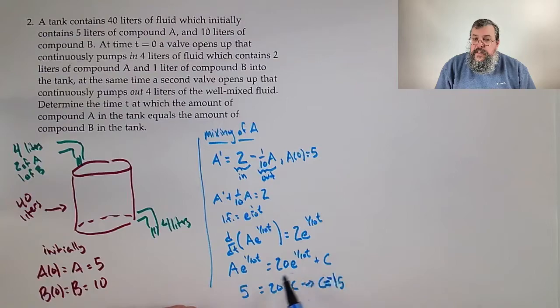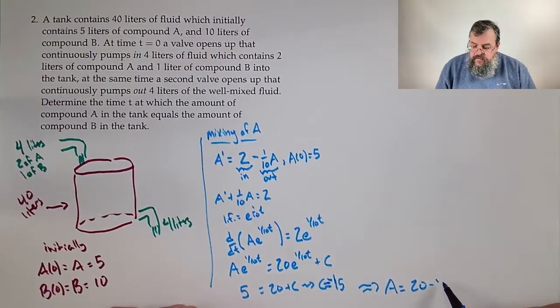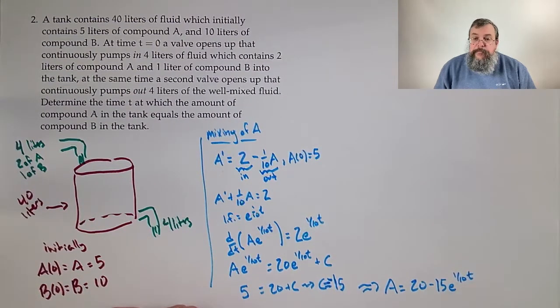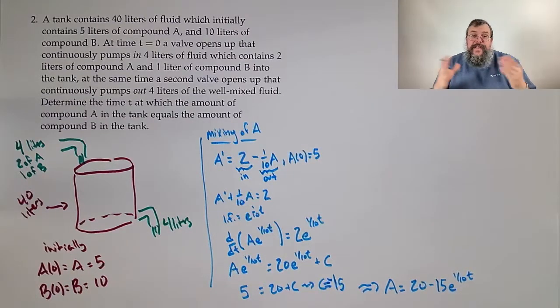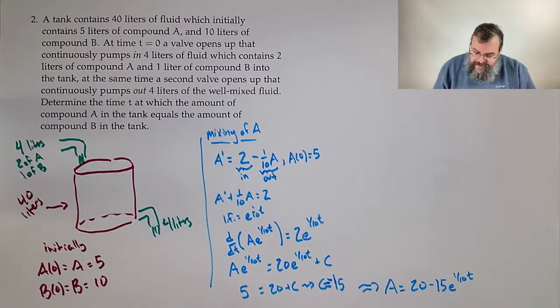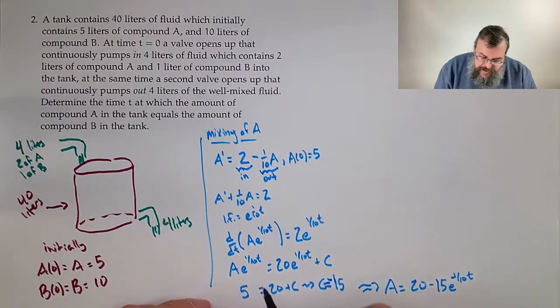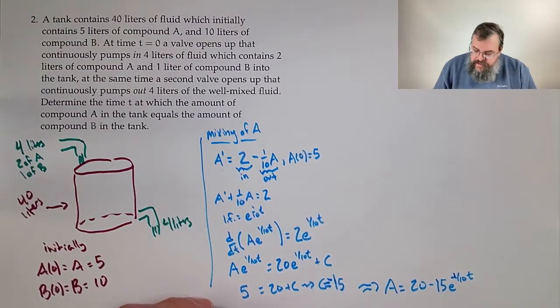And finally move that e to the 1/10 t across, and we come to our conclusion. Lo and behold, a is equal to 20 minus 15 e to the negative 1/10 t. Now we can see this negative, because I'm dividing by 1/10, so that's negative in the exponent.